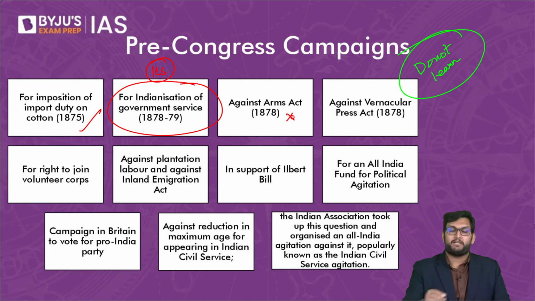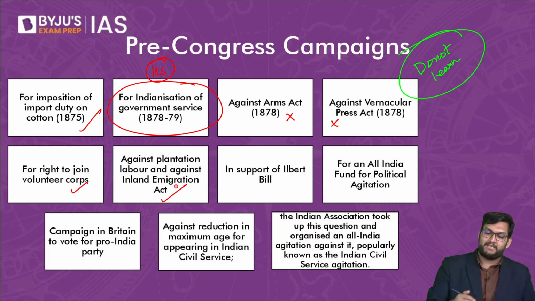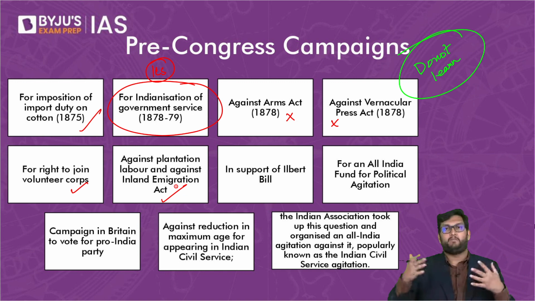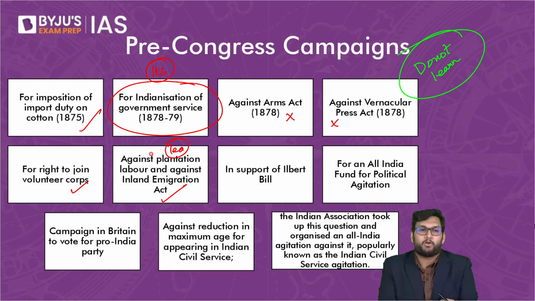They were against Lord Lytton's Arms Act, that you need a license for arms. They were also against the Vernacular Press Act. I will discuss press with you separately, that the press has to be censored. They were saying that Indian immigration and the way plantation labor is used in tea plantations should also not be there. They should have a right to join the volunteers corps, but Indians should not be ever pushed into the army. They supported the Ilbert Bill, which said that an Indian judge could try a European.